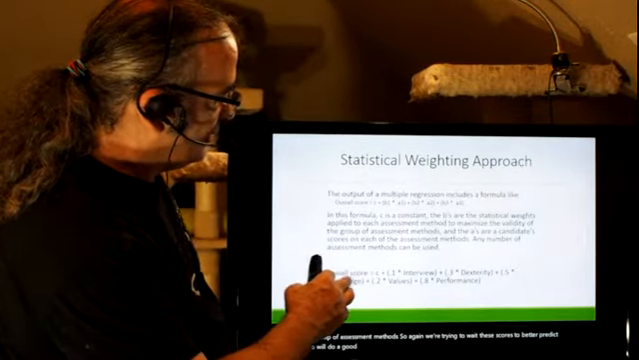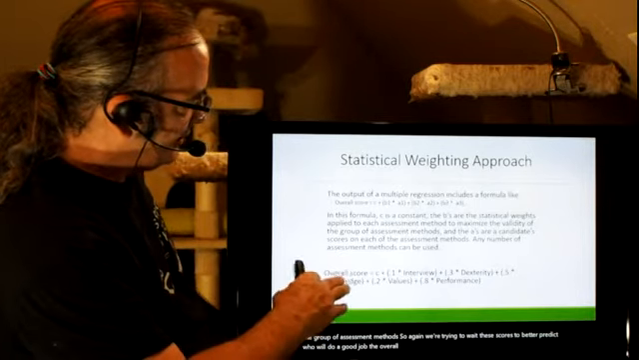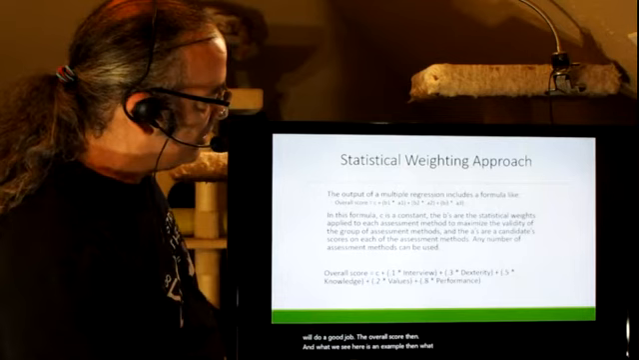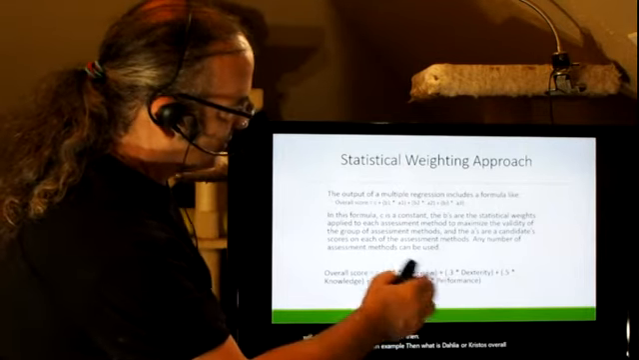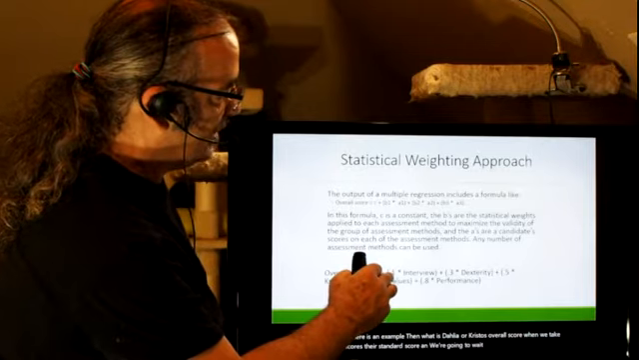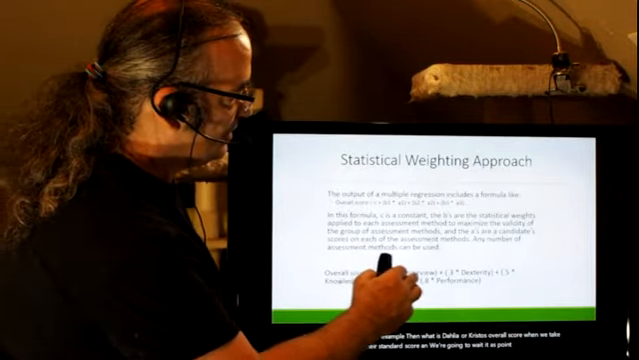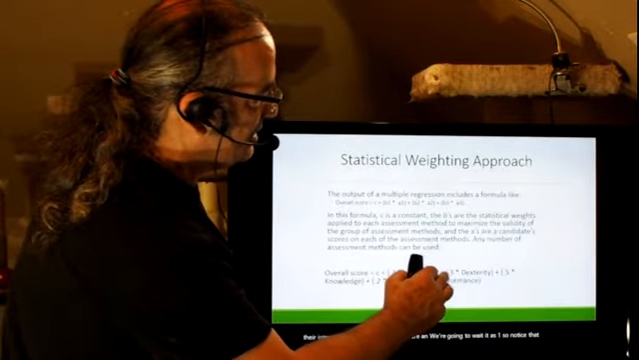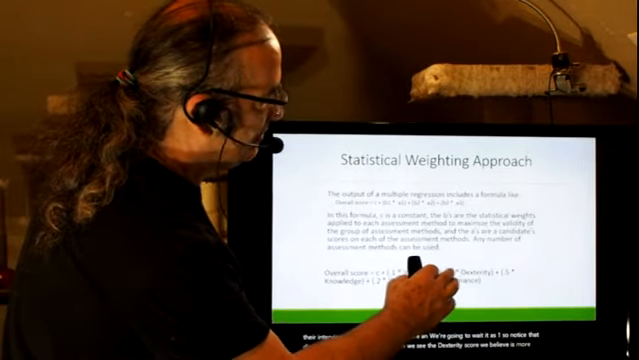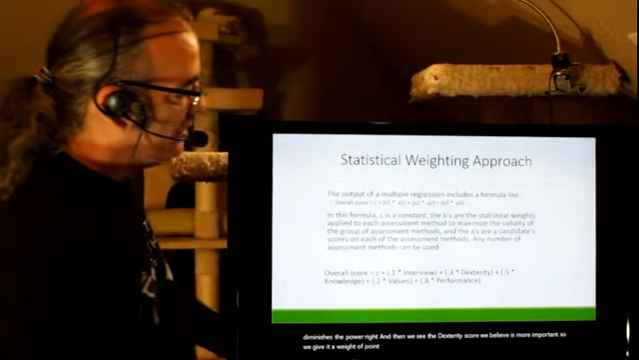The overall score then, and what we see here is an example, what is Dahlia or Christoph's overall score? Well, we take their interview score, their standard score, and we're going to weight it as 0.1. So notice that diminishes the power, right? And then we see the dexterity score we believe is more important, so we give it a weight of 0.3 rather than 0.1 on the interview.